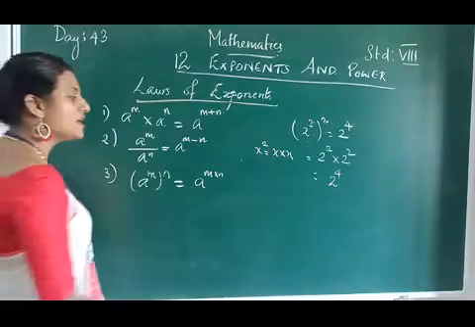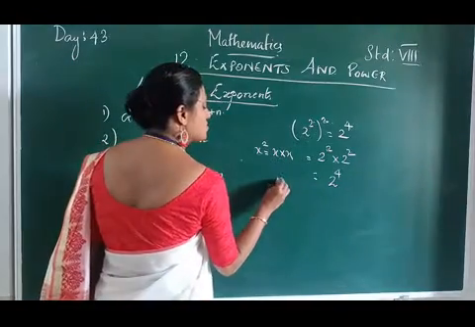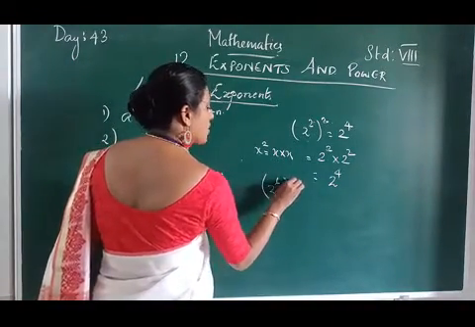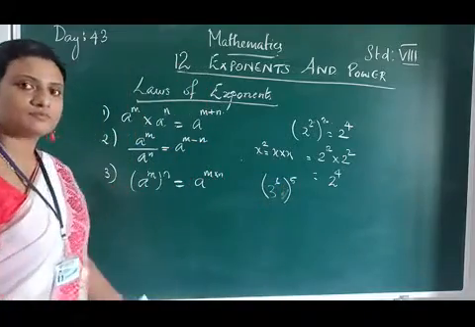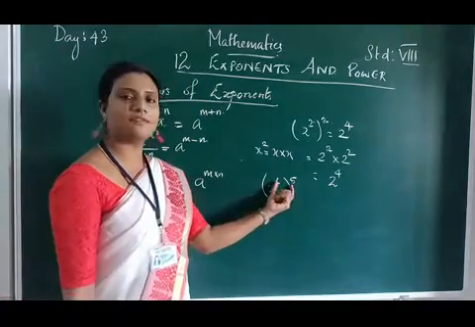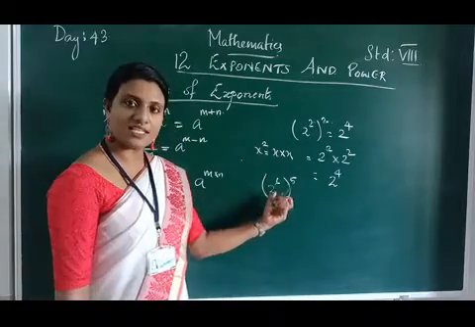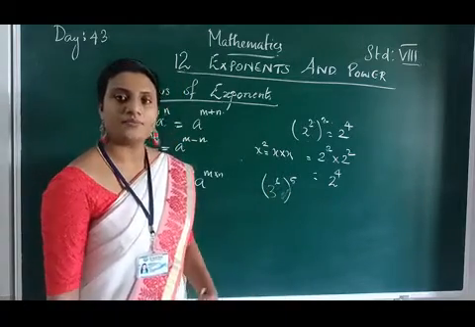That is the answer. Next one, what is 3 raised to 6, the whole raised to 5? Directly multiply the powers, that is 6 into 5 is 30, that is 3 raised to 30.